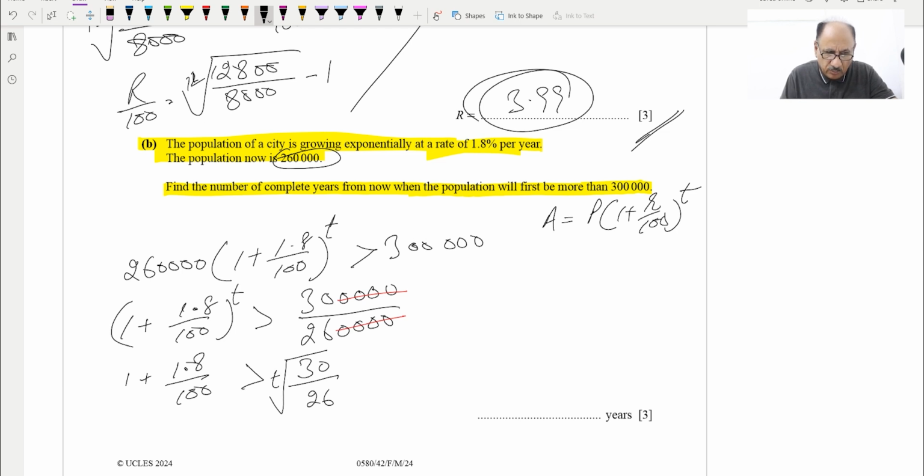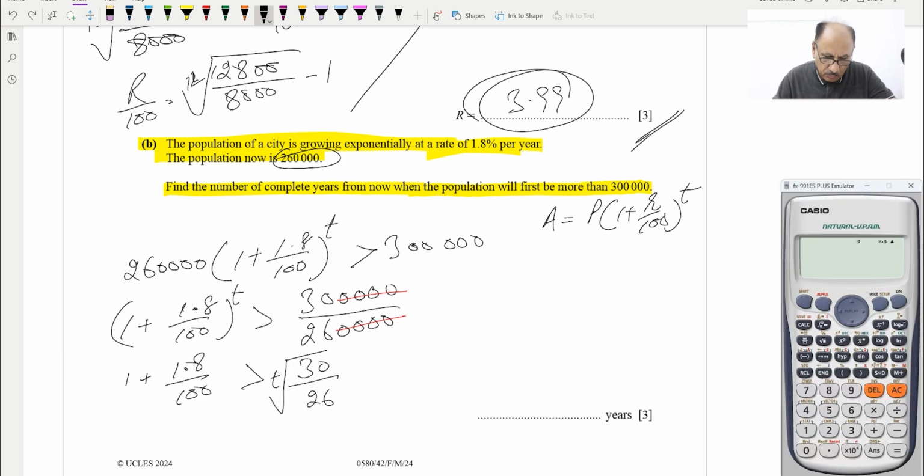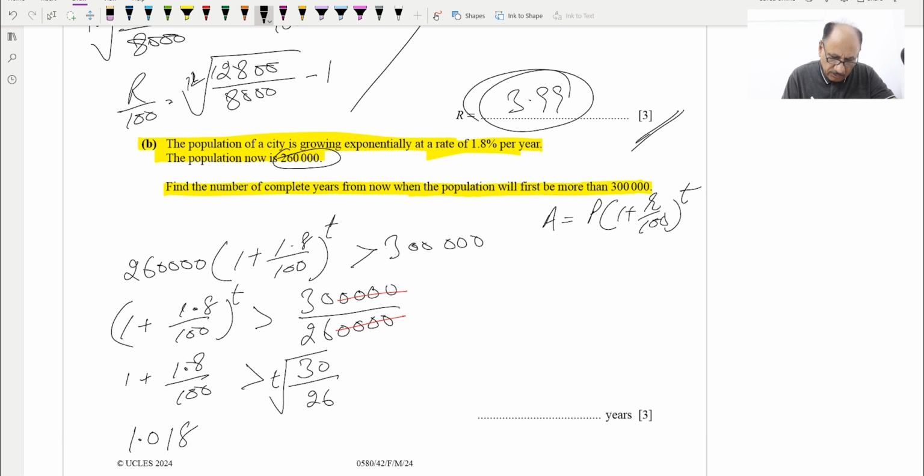So t we can shift to the other side, and we can calculate this with the help of a calculator. This will be giving you 1 plus 1.8 over 100, and this will be 1.018. 1.018 should be greater than this one, which you can write as 30 over 26, or you can simplify also.